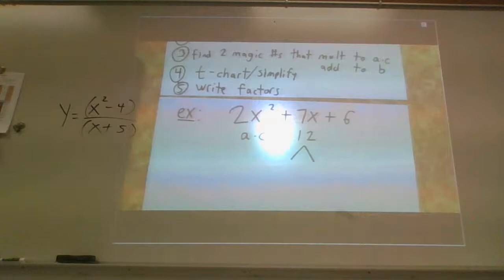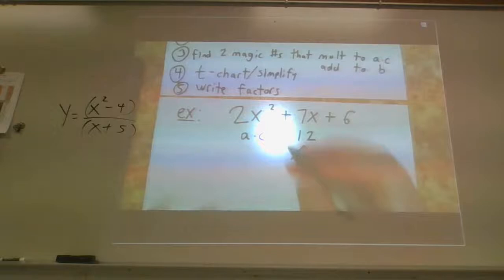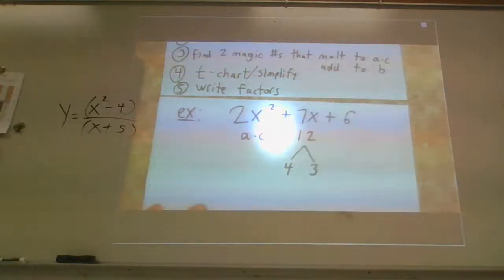You're hesitating. It does not matter. You could say 4 and 3. You could say 3 and 4. Doesn't matter. Some people do have those kinds of questions. Sometimes when it's like positives and negatives, yes, it does matter which one has the negative, because they do have to add up to the B value. But in this case, 4 and 3, 3 and 4 doesn't matter.